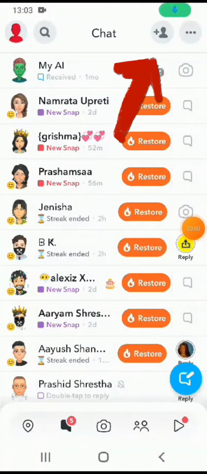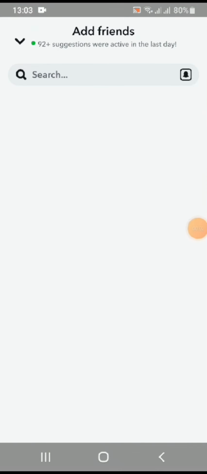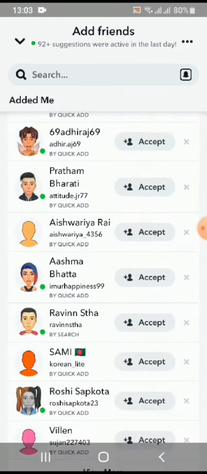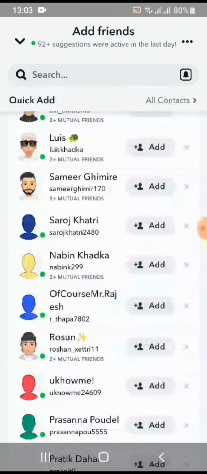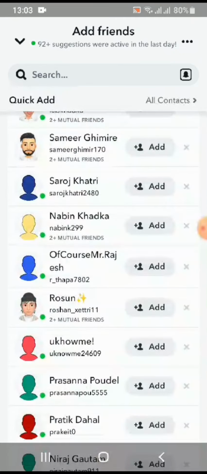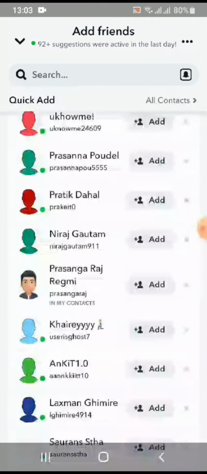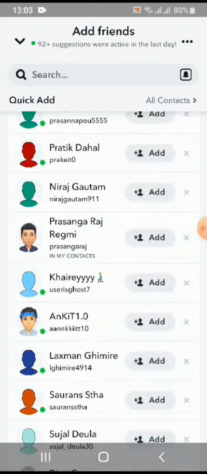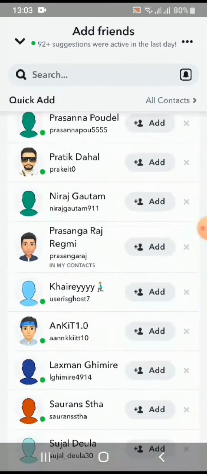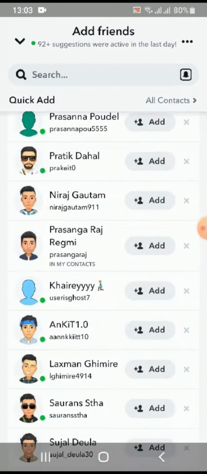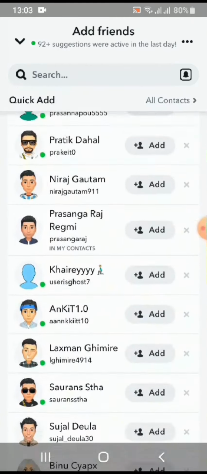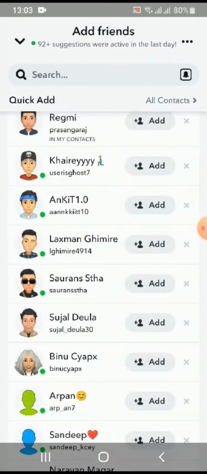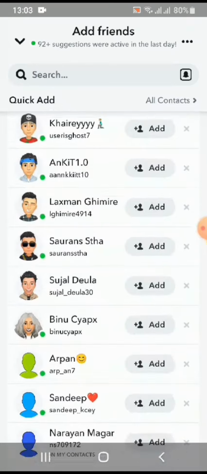So when you go to your add friends list and you are not able to add any friends on Snapchat, this may be because of the Snapchat limit. There's a Snapchat limit on how many friends you can add per day or how many friends you can add on Snapchat at once. So the only reason you can't add friends is because there is a Snapchat limitation, and that's the reason that you cannot add friends on Snapchat.